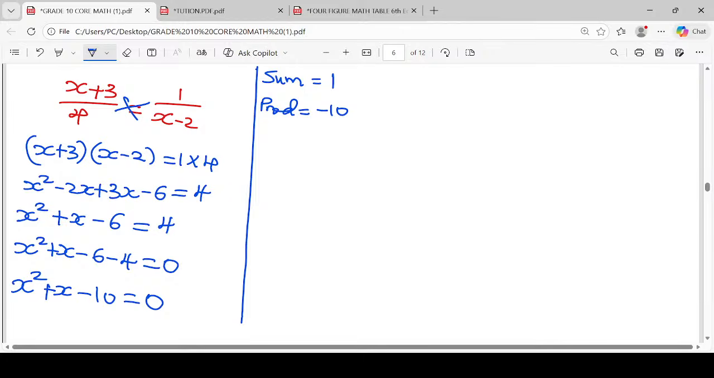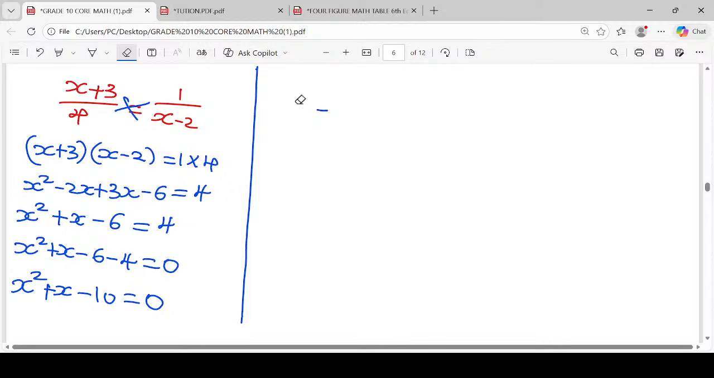So, will it really give us the sum should be 1 and the product should be negative 10? What are the two numbers here? That is what we are looking for. But because it's not giving us what we want, we are going to use the quadratic formula.